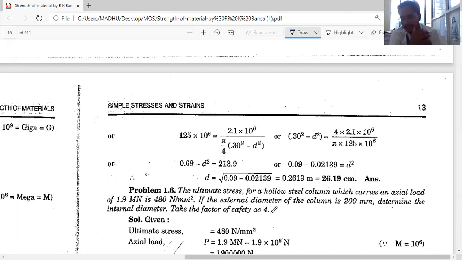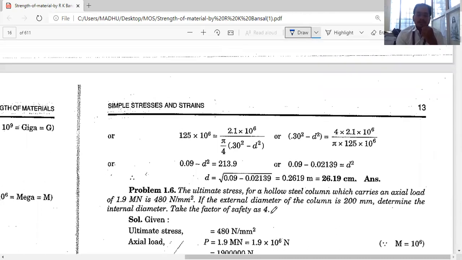He has given that the factor of safety is 4. So what is factor of safety? It is given by ultimate stress by working stress, or it is also given by yield stress by working stress, or maximum permissible stress.